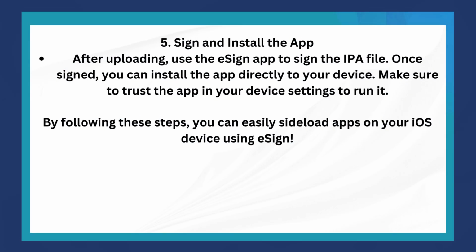The last step is to sign and install the application. After uploading, use the Esign app to sign the IPA file. Once signed, you can install the app directly to your device. Make sure to test the app in your device settings to run it.